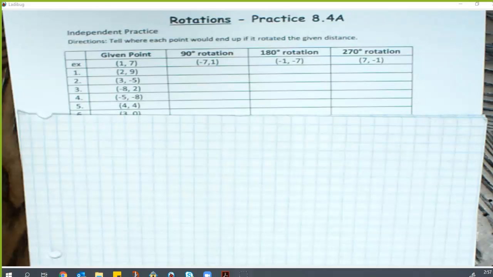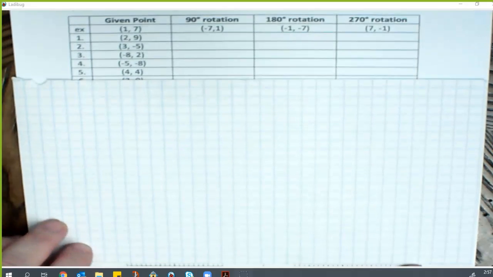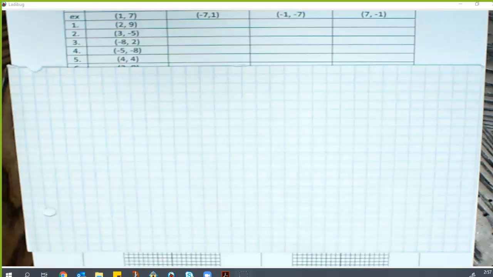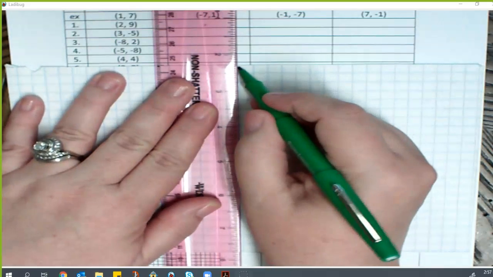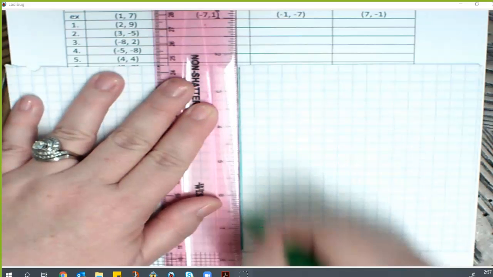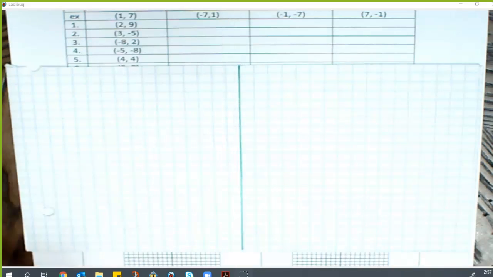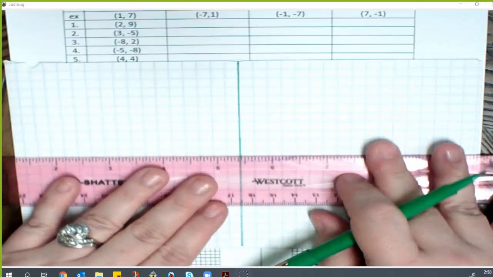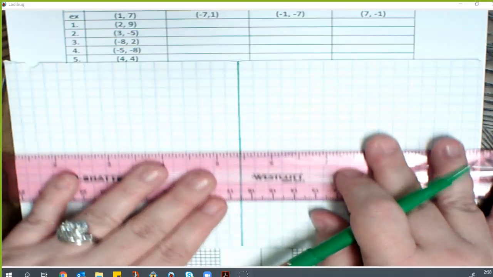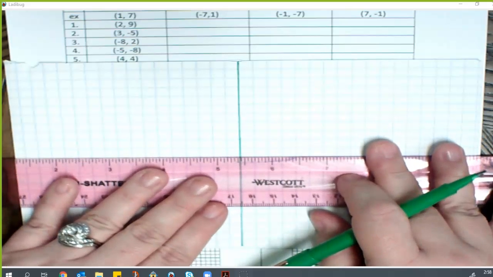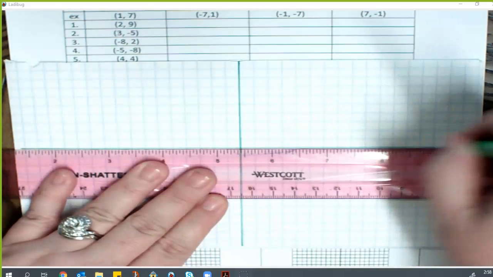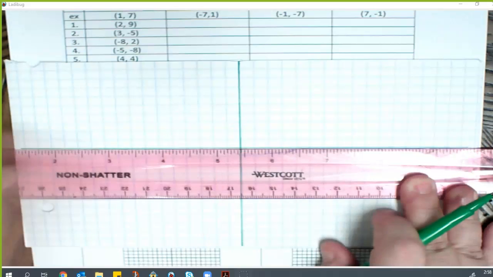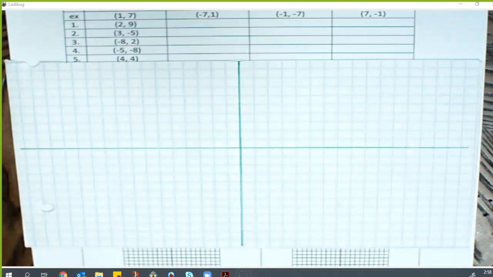First thing we're going to do, we're going to take our graph paper, and I need you to show me an X and a Y coordinate. Just kind of eyeball it in the middle. Give me an X and a Y coordinate just somewhere in the middle. Maybe about right there.